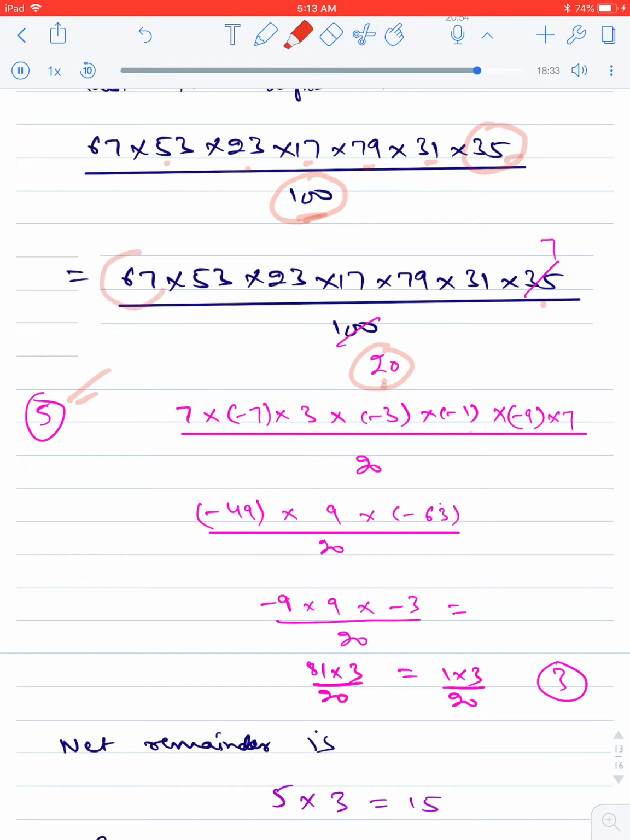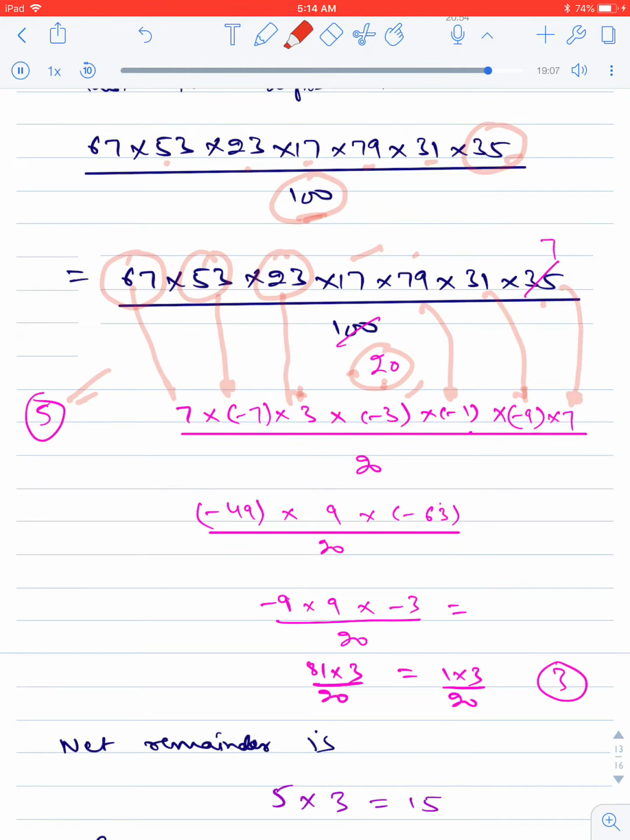That is, if we divide 67 by 20, we get the remainder as 7. If we divide 53 by 20, we get the remainder as 13 or you can write it as minus 7. We will use it as per our convenience, as discussed in our previous video, the concept of remainder part 1. So we divide 23 by 20, remainder is 3. After dividing 17 by 20, we get remainder as minus 3. When we divide 79 by 20, we get remainder as minus 1. It is easy to calculate by minus 1. So when 31 is divided by 20, we get the remainder as minus 9. You can use 11 as per your convenience.